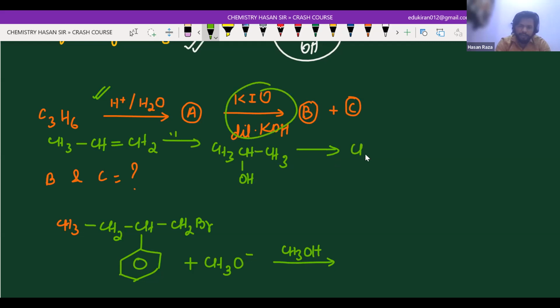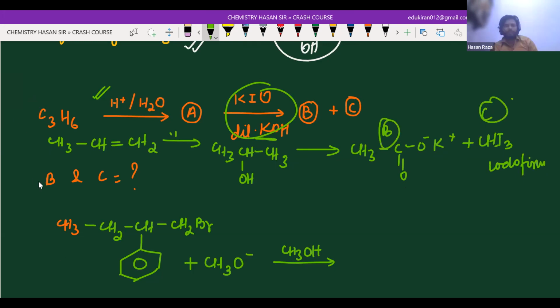And if you treat this with this, basically this will be an oxidizing agent that will give you carboxylic acid, but here metal is there, so you will get the carboxylic acid salt, O negative, K positive, along with iodoform. This is your iodoform. So this will be your B and this will be your C. Please do this reaction. This is also from PYQ and this question is from 2021.